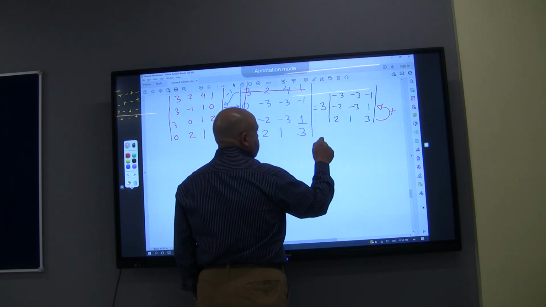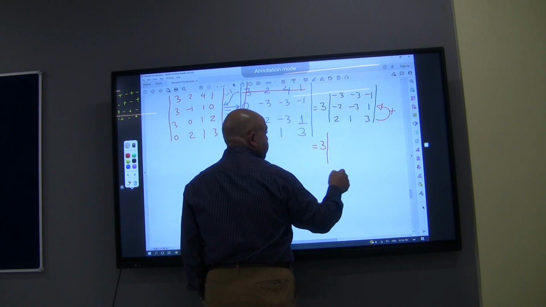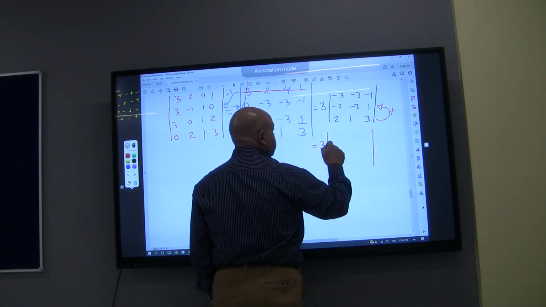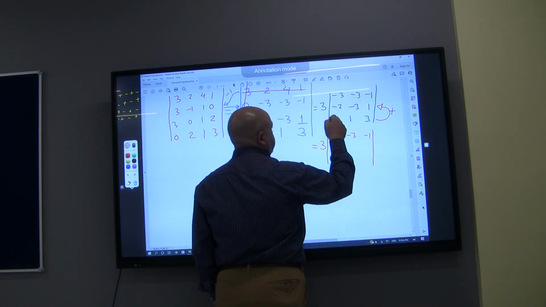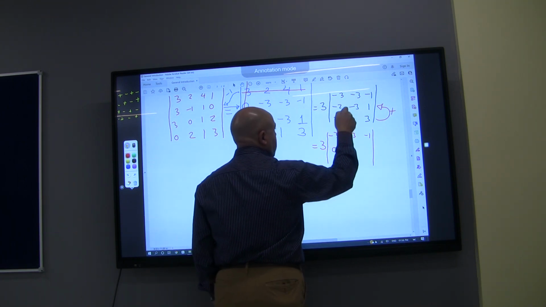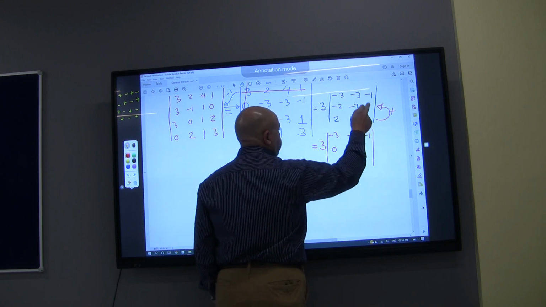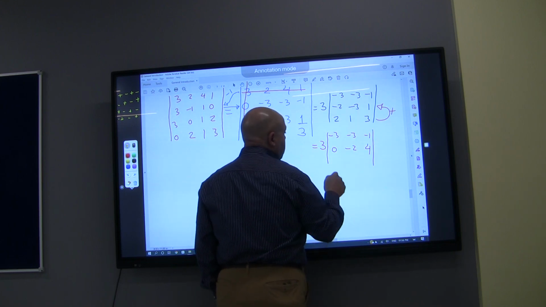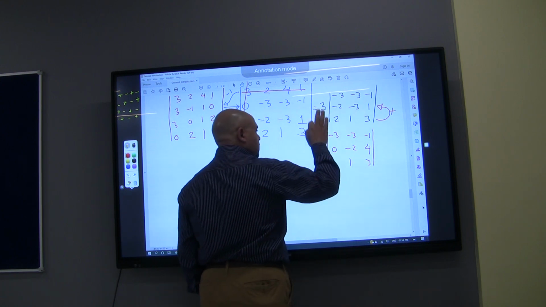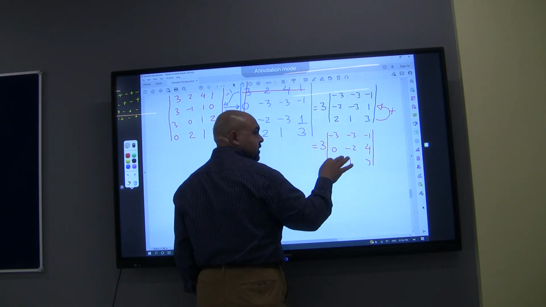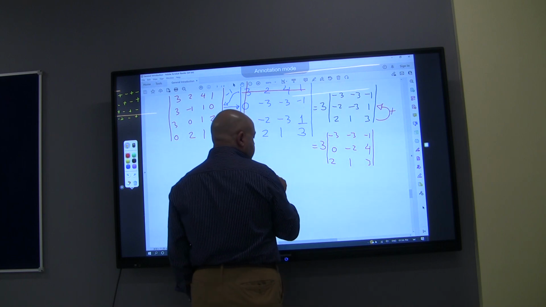So this is going to be 3, open a bracket. This is the new determinant: -3, -3, -1. 2 minus 2 is 0, 1 minus 3 is -2, 3 plus 1 is 4. Then 2, 1, 3. It's enough. I will try to expand and find the value using the first column.